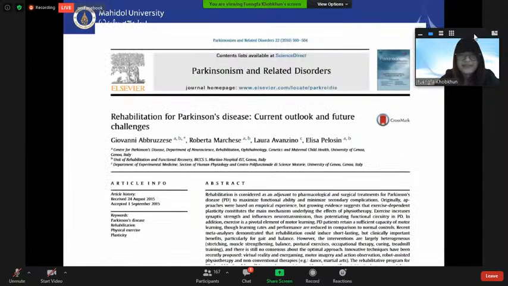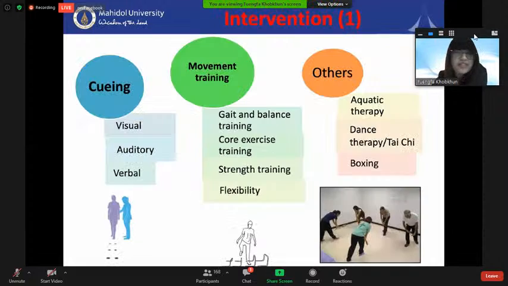Okay. Then I suggest this article from Abruzzi. This is the Italian one, I think. He concludes about the rehabilitation of Parkinson's disease, or PD. It's quite good to follow because they have the principles and the suggestions for rehabilitation for PD. However, I have a conclusion for you guys also.